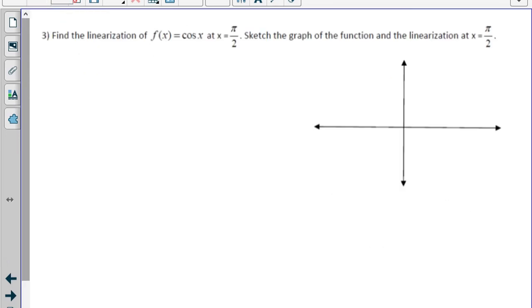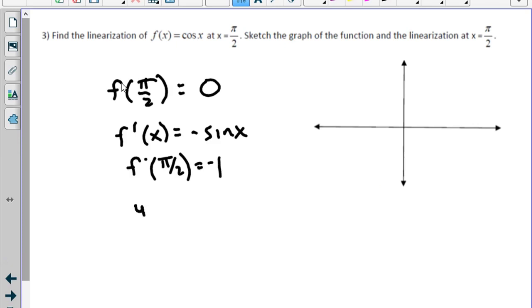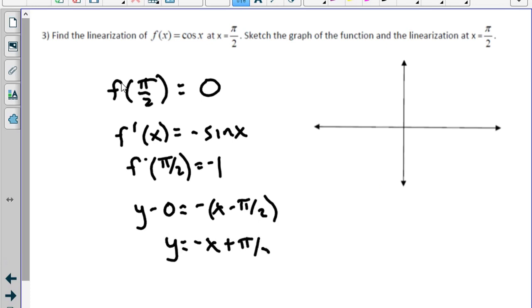Find the linearization of f of x equals cosine of x at pi over 2. So now this is another similar situation. So our linearization is y minus 0 equals -1 times x minus pi over 2. So what I end up with is y equals -x plus pi over 2. That's our linearization. Sketching the graph and the linearization, I will do that on Desmos.